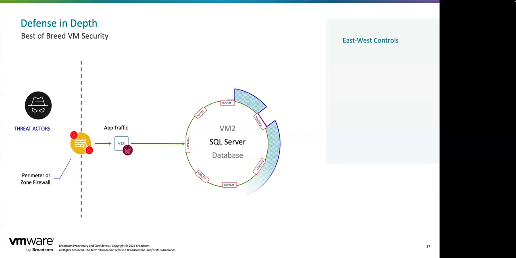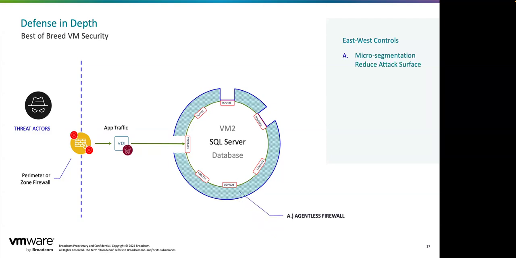But within the environment, when we talk about east-west, we're opening specific ports and protocols. So with vDefend, we're talking about east-west controls in a way that provides agentless firewall, that gives you the ability to create microsegmentation policies to reduce the attack surface. Some ports are required, some ports are not required. Why leave unnecessary ports open for a threat actor to be able to utilize those ports?